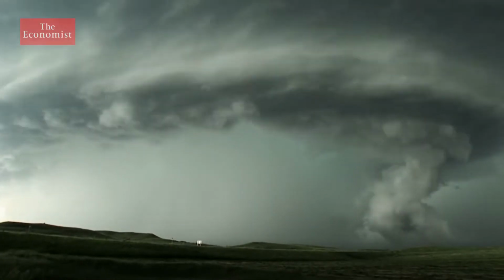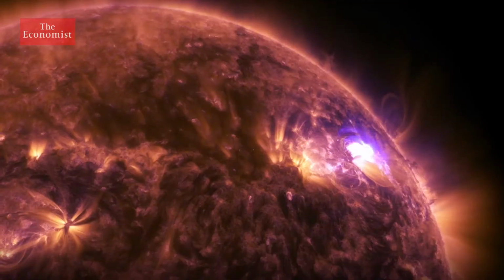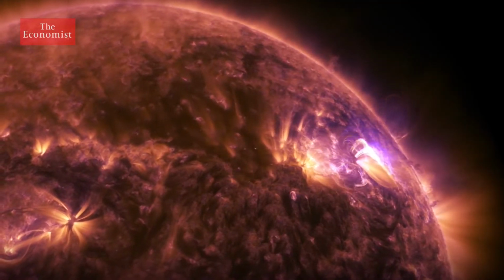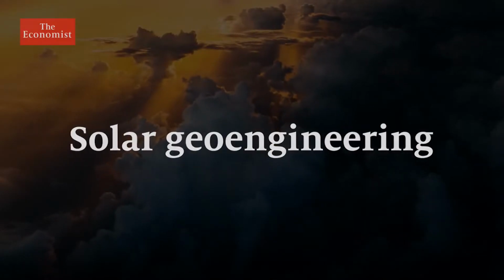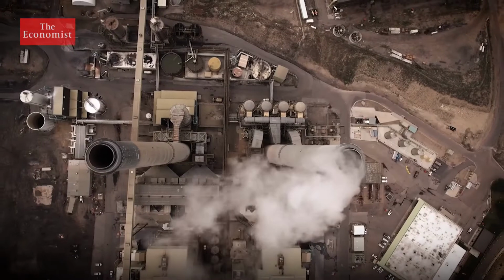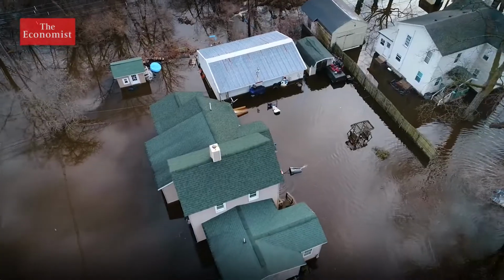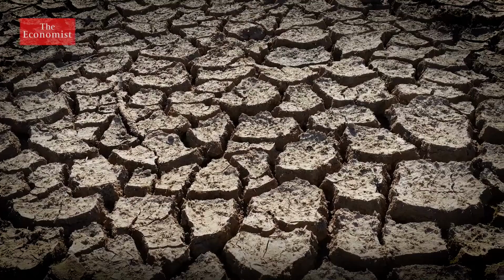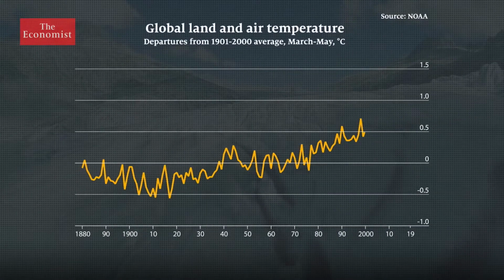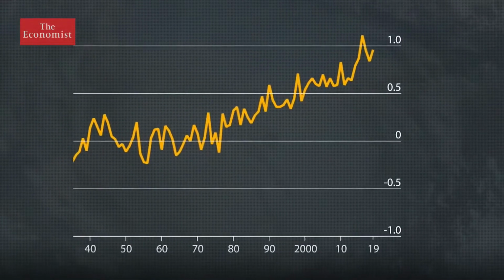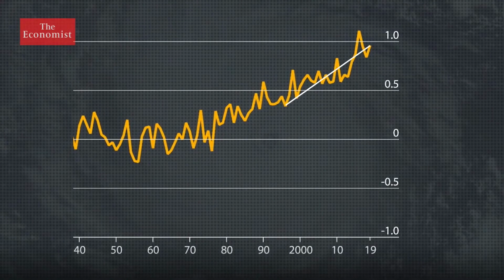Scientists are looking to mimic the effects of this phenomenon to counter global warming. It's a highly controversial concept known as solar geoengineering. Climate change is probably the biggest problem humanity faces today. In the past 25 years, the global average temperature has risen by around 0.5 degrees Celsius.